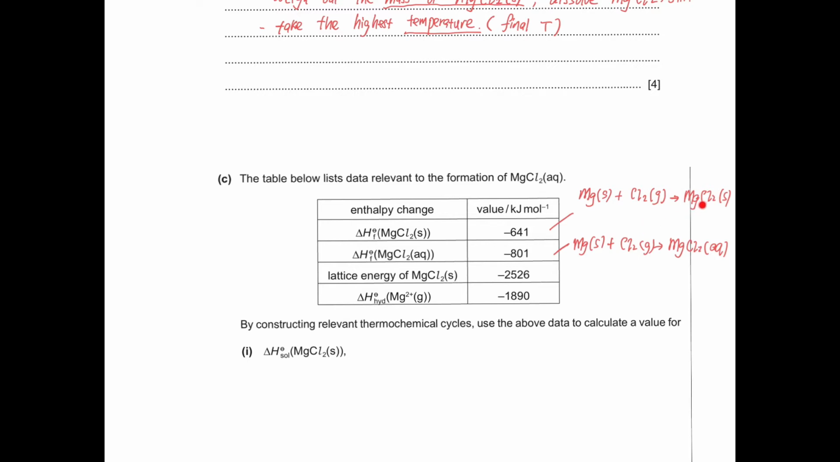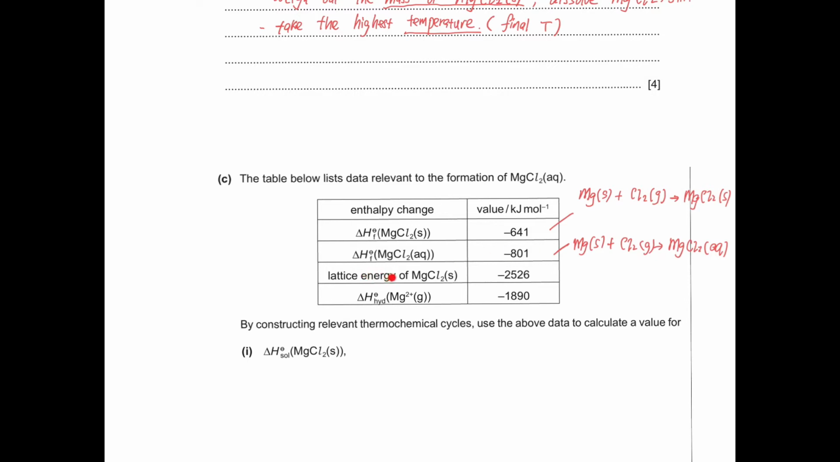But the product depends on the question. It must be 1 mole of compound. For the first case, magnesium chloride, 1 mole in solid state, because the question mentioned magnesium chloride solid. But for the second equation, magnesium chloride aqueous, 1 mole of magnesium chloride. So the right hand side must be 1 mole. Make sure you stick to that. That is the definition of enthalpy change of formation: it must form 1 mole of compound.